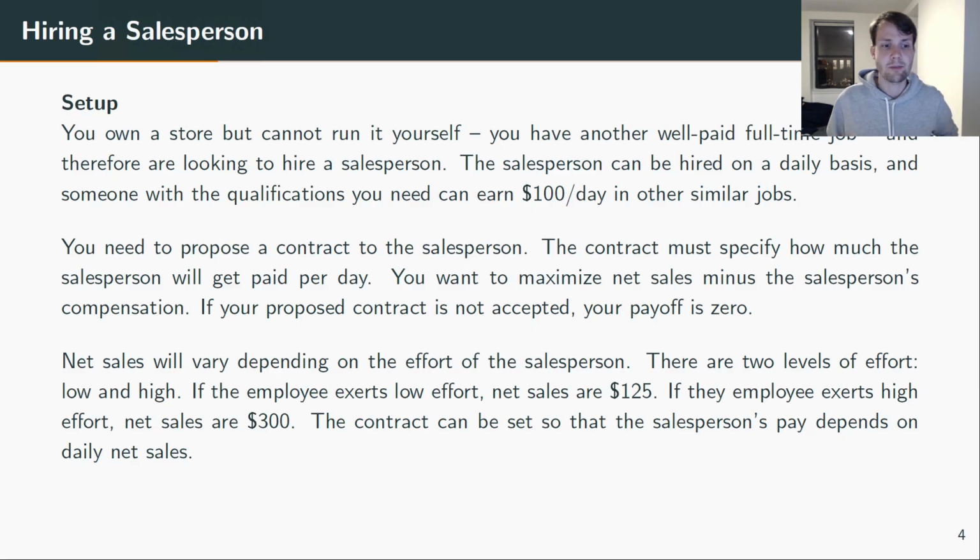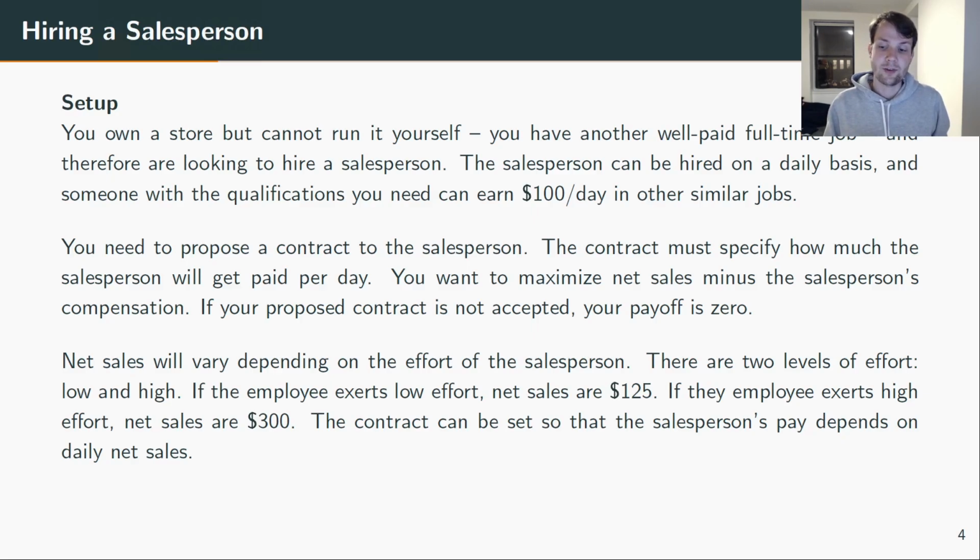Now, the interesting part. This is currently the basic setting, and we're going to make it more complicated in a later sample. We have net sales that depend on the effort of the salesperson. The salesperson can either work hard or not, so we're going to call this effort low and high. If the employee doesn't work hard, so exerts low effort, the sales are going to be $125. If they do work hard, net sales are going to be $300.